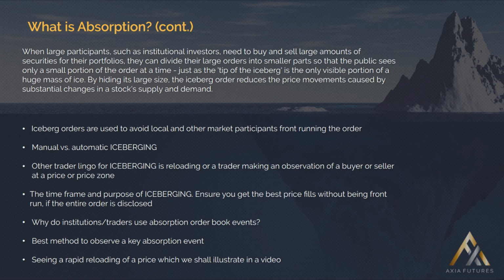And let's continue to define what is absorption. So when large participants, such as institutional investors, need to buy and sell large amounts of securities for their portfolio, they can divide their large orders into smaller parts so that the public sees only a small portion of the order at a time. Just as the tip of the iceberg, it's only visible portion of a huge mass of ice. By hiding its large size, the iceberg order reduces the price movements caused by substantial changes in stock supply and demand.